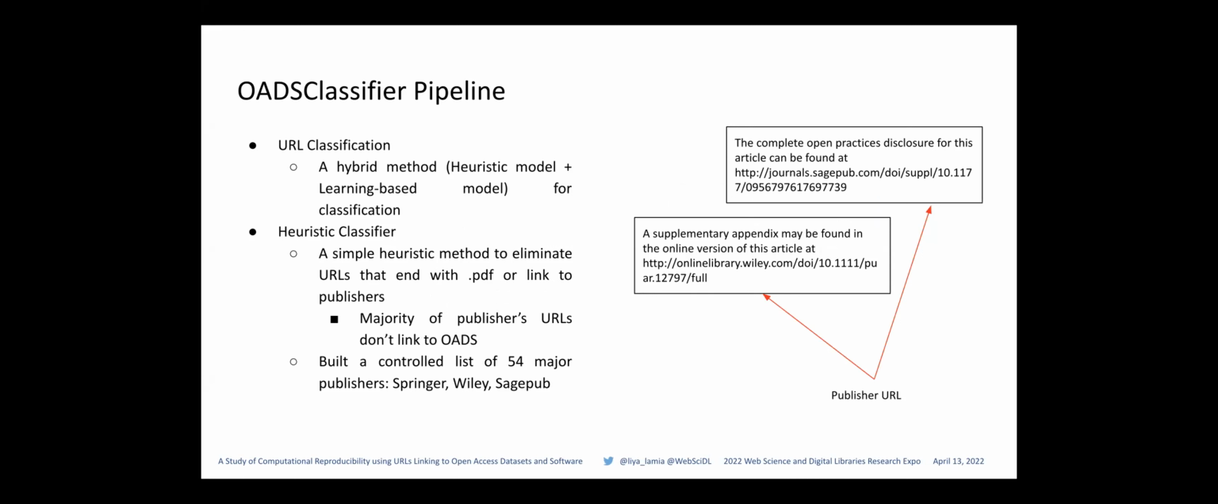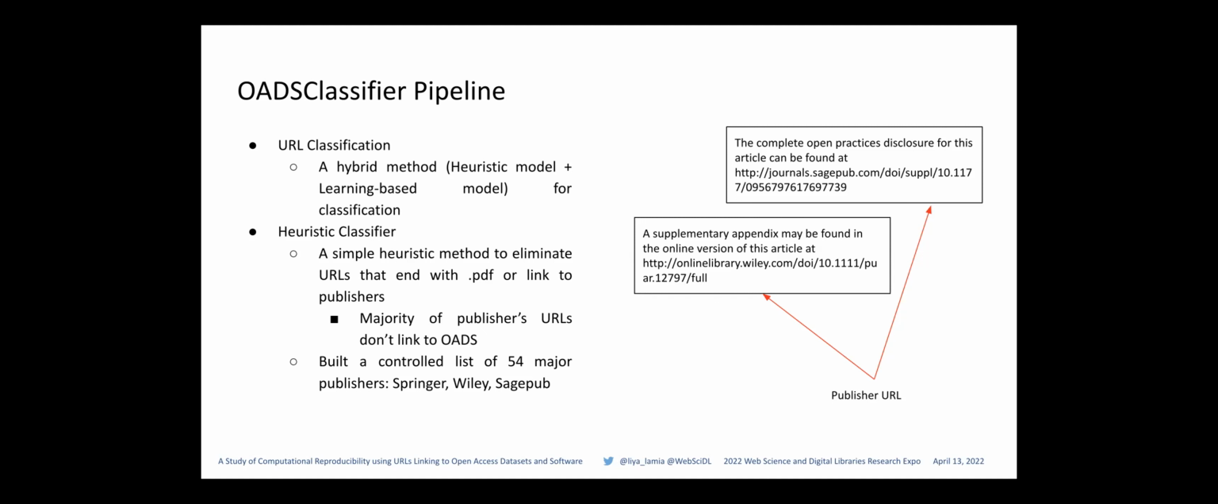Here comes the important task, which is URL classification. For that purpose, we built a hybrid method, which is a combination of a heuristic model and a learning-based model. We built this heuristic classifier because when we were working with our 500 dataset, we noticed that the majority of the publishers' URLs don't link to open access datasets, and the URLs that end with the .pdf extension also don't link to any open access dataset and software.